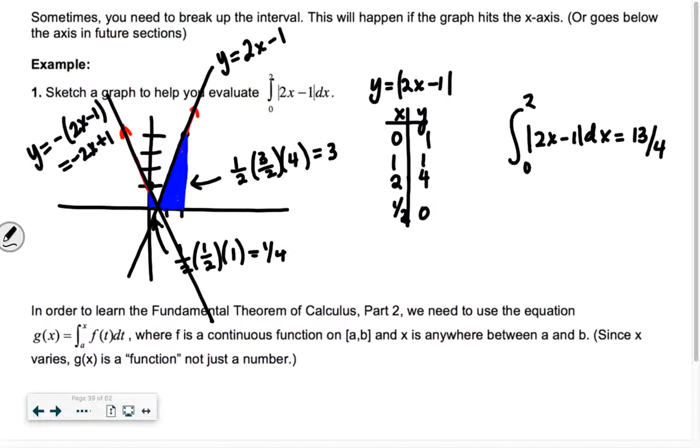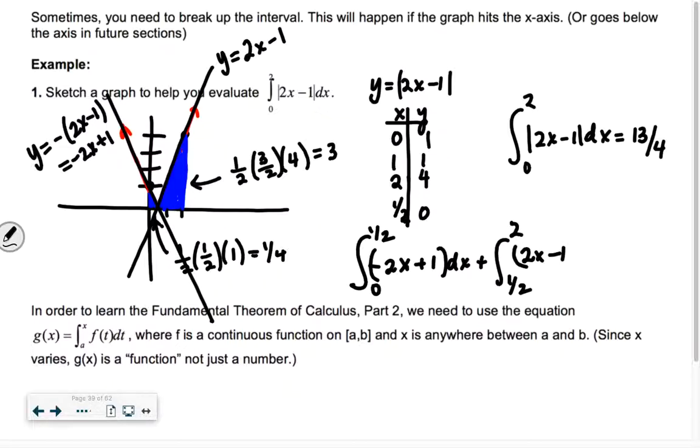We broke it up. So if I was actually integrating this without breaking it up, I would have to integrate the -1 from 0 to 1/2, and then I'd have to integrate the positive 1 from 1/2 to 2. That would be the way that we would find that. Okay, easier to draw a picture. Do you agree? Much easier.